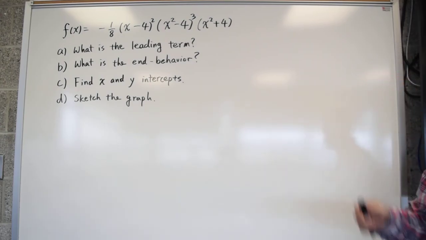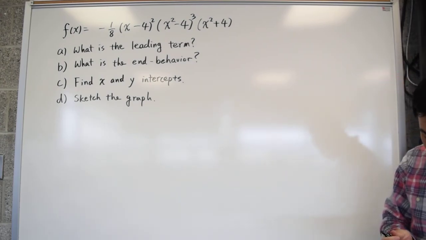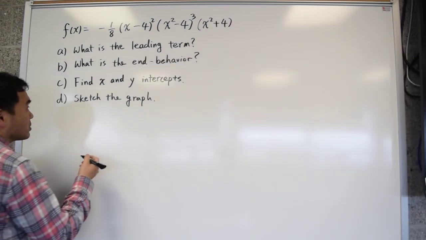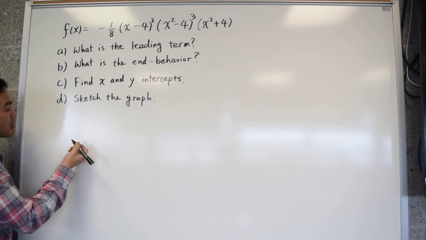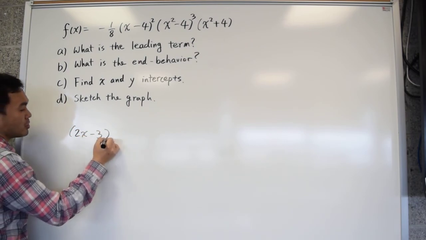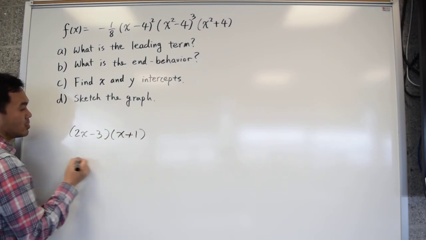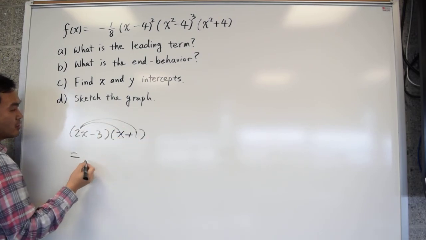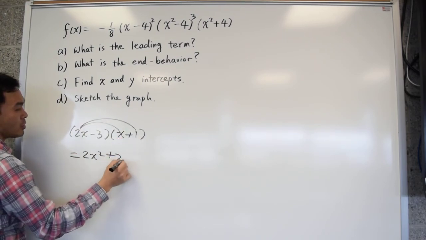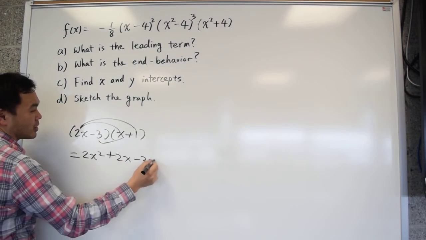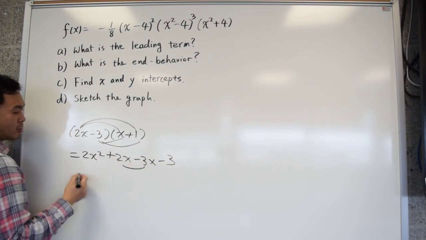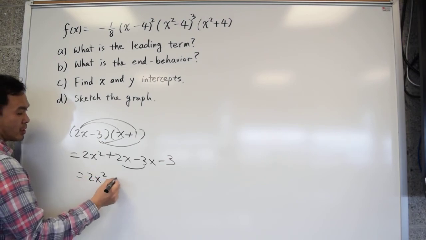So you're given this function and you're being asked the leading term. What's the leading term? So I'll try to explain by a simple example. If you had like 2x minus 3 times x plus 1, you can FOIL this, right? So 2x times x is 2x squared, and then plus 2x minus 3x minus 3. And then combine like terms, you get 2x squared minus x minus 3.